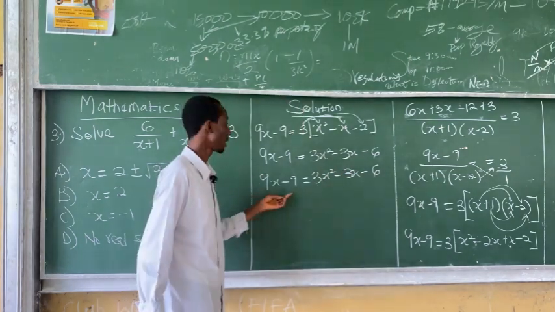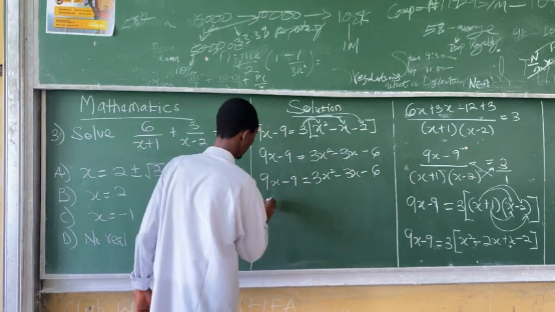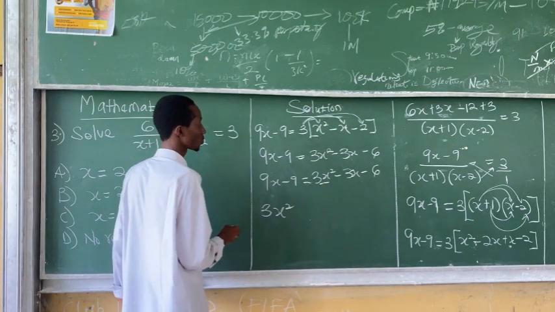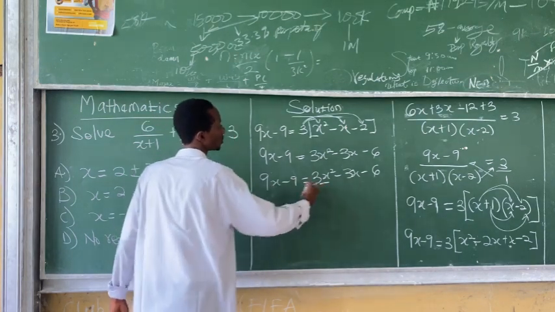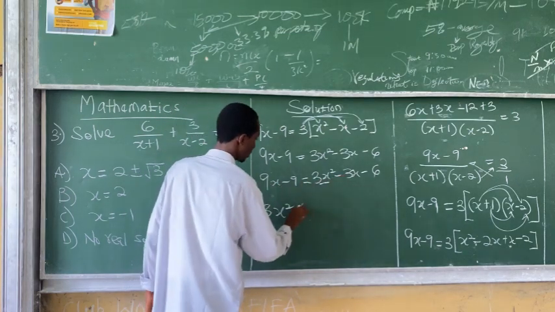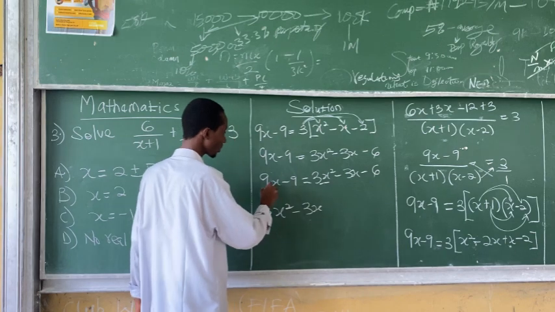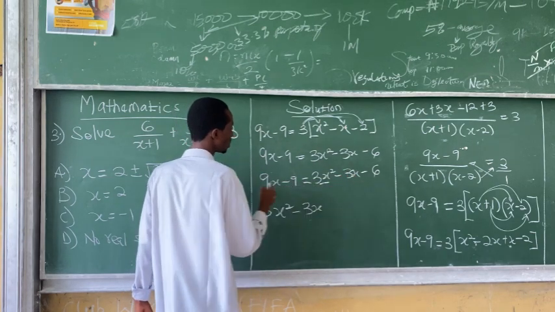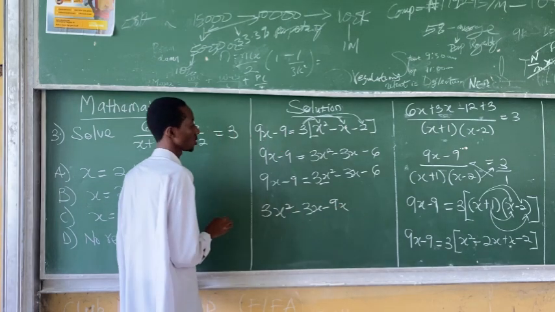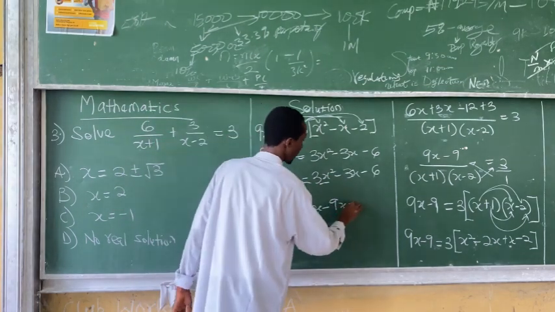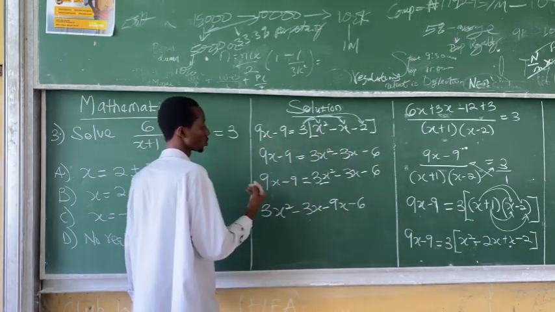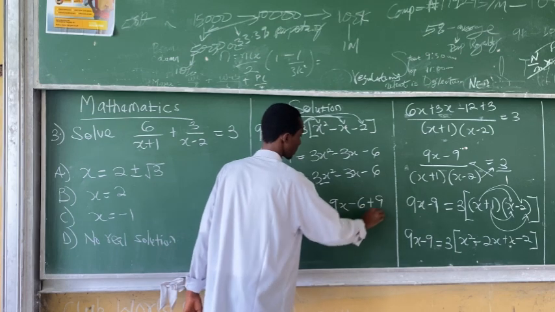Here now, if we collect like terms, we have here 3x squared. Let's start with this. 3x squared. There's no other term that has x squared. So we'll move to the next x. We have minus 3x. If this crosses the equality sign to this other side, it changes from plus to what? To minus. So we have minus 9x. We have minus 6. This is minus 9. If it crosses to this side, it changes from minus to what? Plus. So we have plus 9.